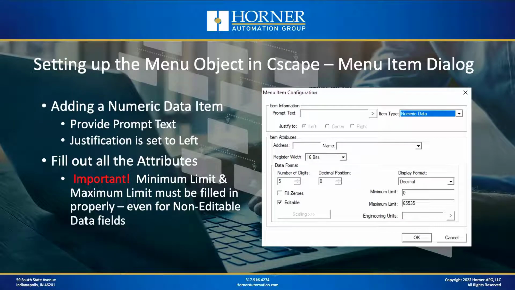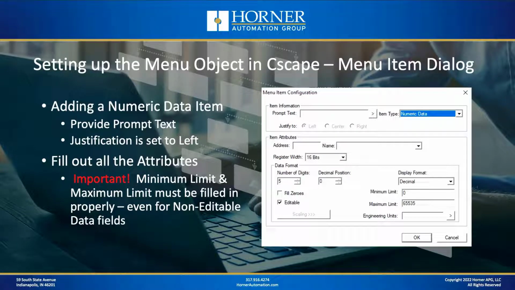Another thing we can add that's very useful is a numeric data item. You just need to configure the prompting text, which is kind of like the legend that you would have on an individual data item that is not part of the menu object. But basically, you're going to put your descriptive text under prompt text, and then you're going to select the type of data field and where it's referenced to, which variable, which register, by filling in the attributes field.